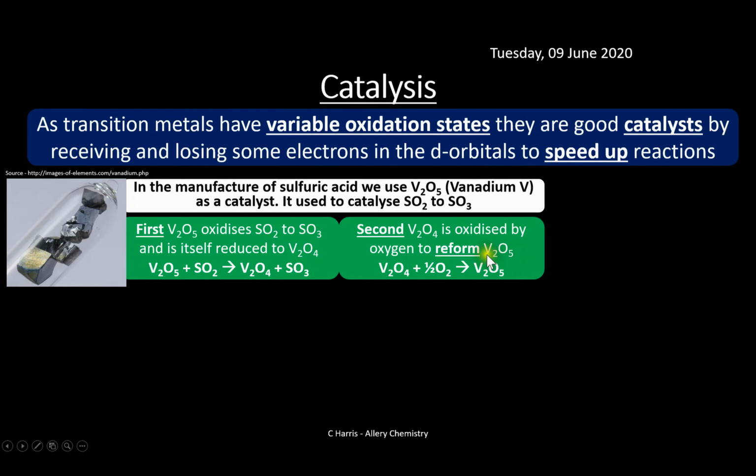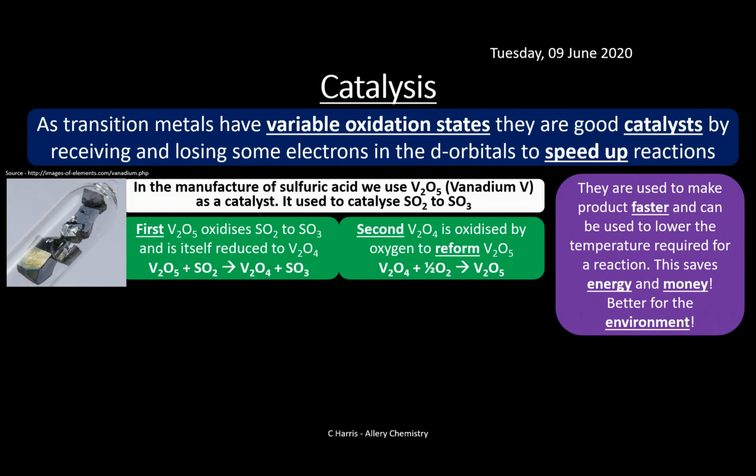Remember, a catalyst is never used up. It always has to be reformed. So the V2O4 reacts with oxygen to form V2O5, and then that's allowed to react further and continue. So very important, and they're used to make the product faster. This means we can lower the temperature of the reaction, and that saves energy, it saves money, and it helps the environment, because normally the heat that we need for reactions is generated through the burning of fossil fuels. So if we don't have to use as much heat, then we're not burning as much fossil fuel, and that's got to be better for the environment as a result.